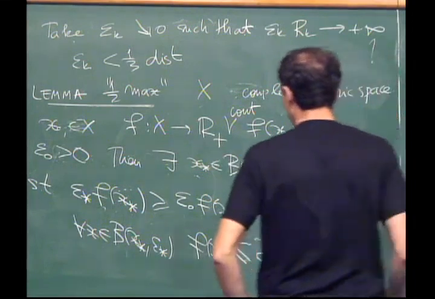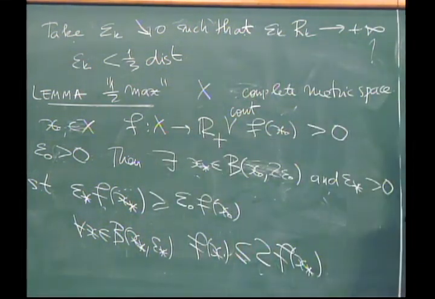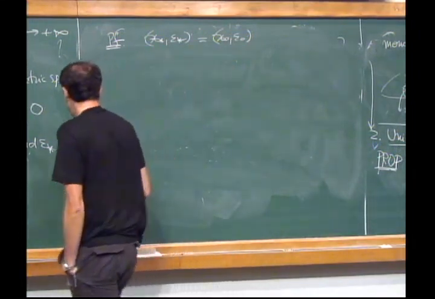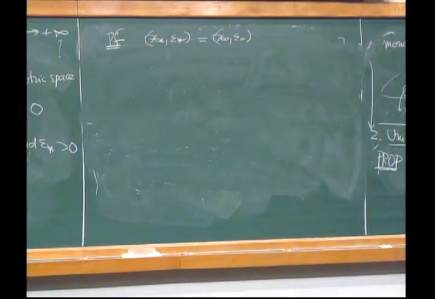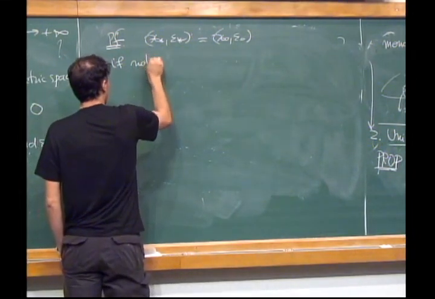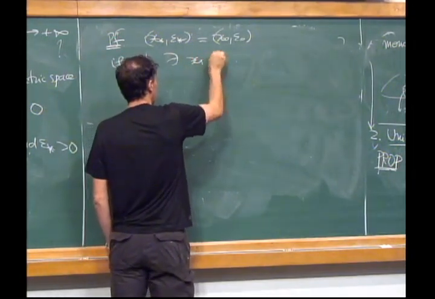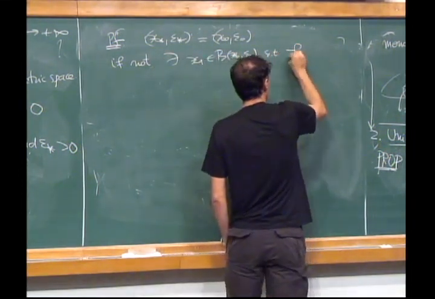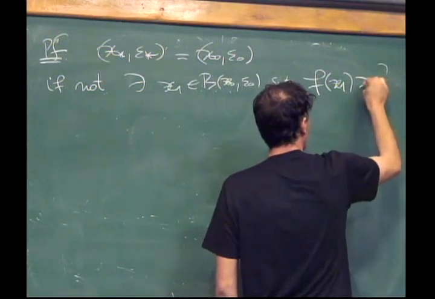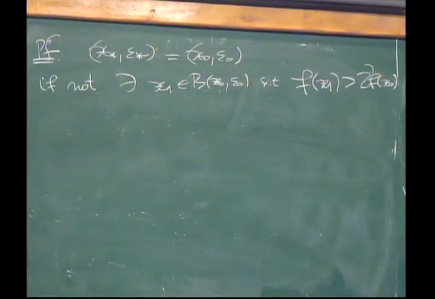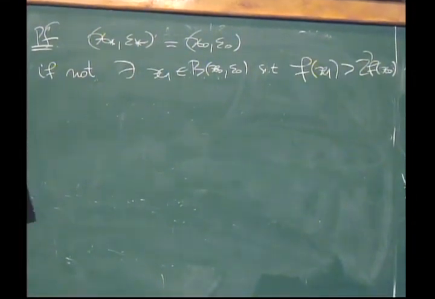So start with the x star, try this one. If it doesn't work, if not, there is some x1 in B of x0, epsilon 0 such that f of x1 is greater than 2 f of x0. Okay, so this just contradicts the property of the half maximum.